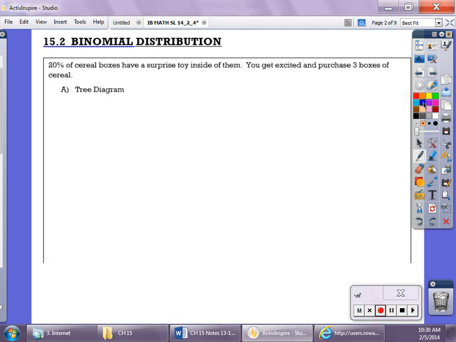So 20% of cereal boxes have a surprise toy in them. You get excited and purchase 3 boxes of cereal. So 20% as a probability. So the probability of having a prize, let's just say a surprise, the probability of S is equal to 0.2. So here's box 1, here's box 2, and then here's box 3.